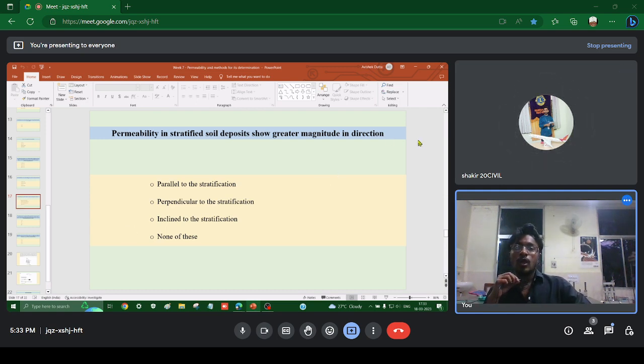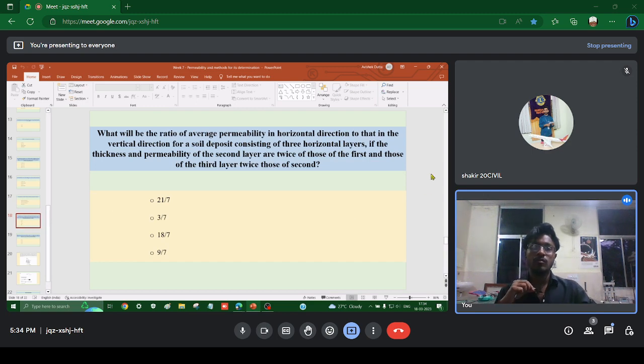So, permeability in stratified soil deposits shows greater magnitude in direction parallel to the stratification, perpendicular to the stratification, inclined to stratification, or none of these. Next question. Another numerical.